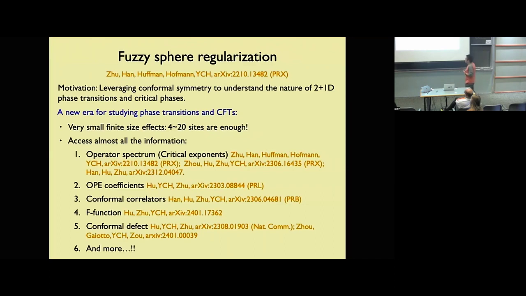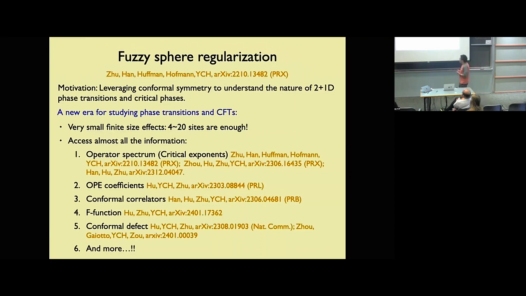For example, we find that this scheme has extremely small finite size effect. So roughly 4 to 20 size of model can give you very great results. And more importantly, with this method, we can actually access almost all the information that we care about for phase transitions or CFTs. For example, we can get operator spectrums, some of those corresponding to the fermionic critical exponents. And we can also compute OPE coefficients.